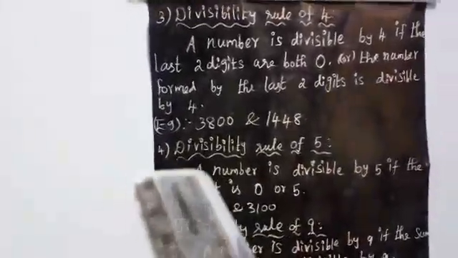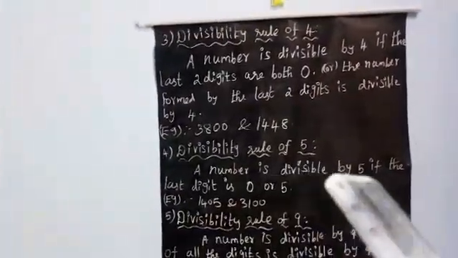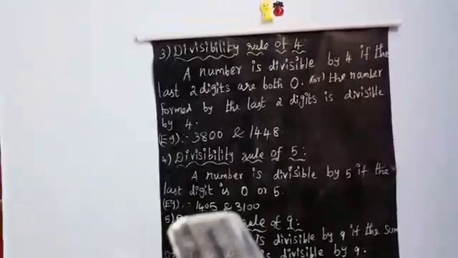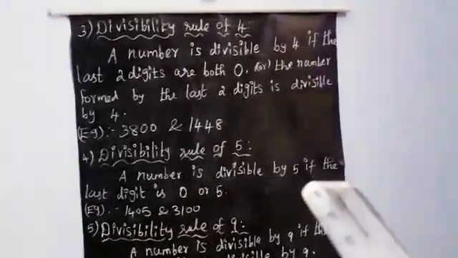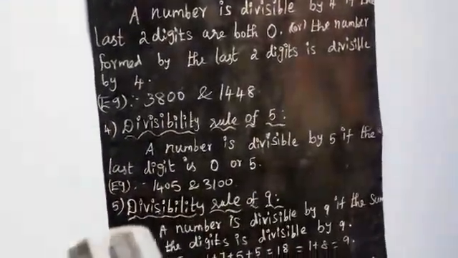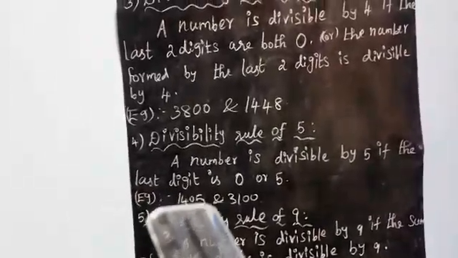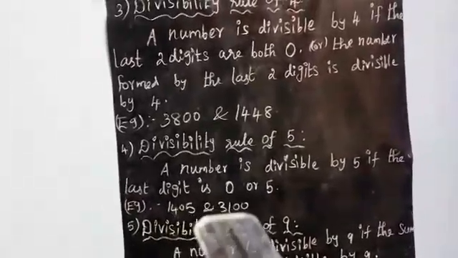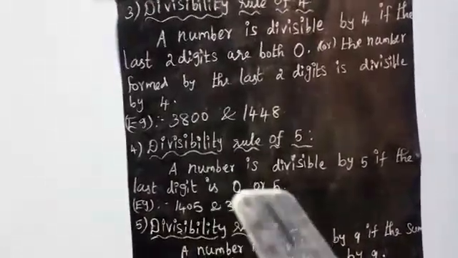Okay. Then fourth type, divisibility rule of 5. A number is divisible by 5 if the last digit is 0 or 5. Now look at the example, 1405 and 3100. Look at the last digit, it is 0 or 5.